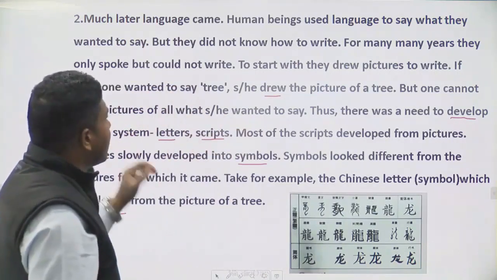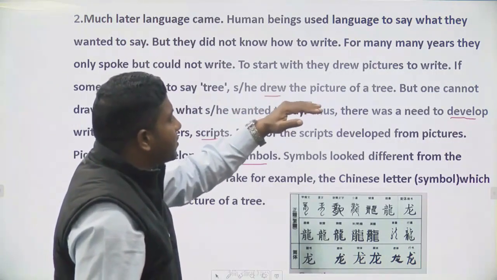To start with, they drew pictures to write.